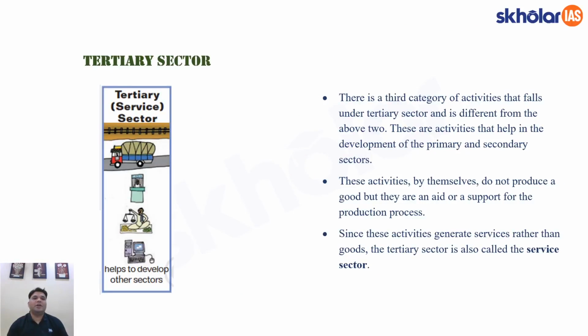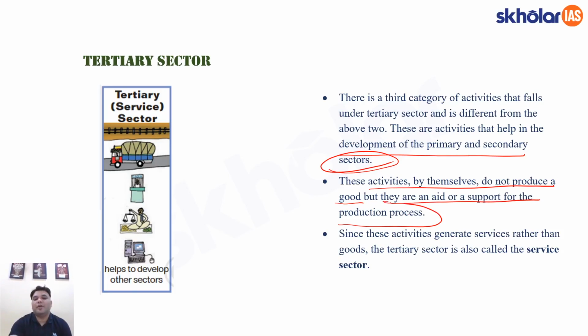Now let's move on to the tertiary sector. This is a very interesting sector because this is a fairly modern sector which has come up. So this is a third category of activities that falls under tertiary sector, and it is different from the above two. These are the activities that help in the development of the primary and secondary sectors, right? So these activities by themselves do not produce a good, but they are in aid or in support for the production processes. So since these activities generate services rather than goods, the tertiary sector is also called a service sector.